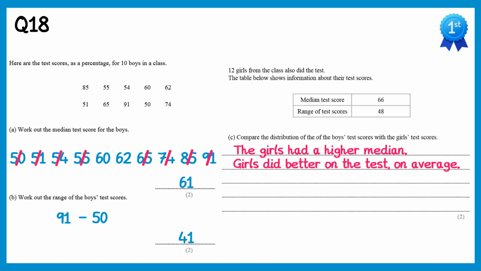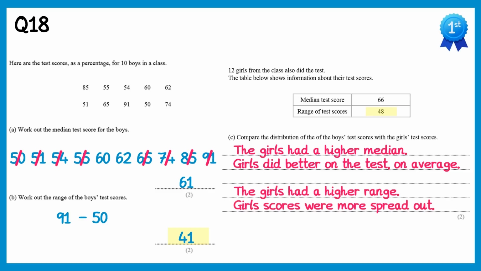Now we'll look at the ranges. The boys' range was 41, and the girls' range was 48. So the girls had a higher range. This tells us the girls' scores were more spread out, or you could say the girls' scores were less consistent.